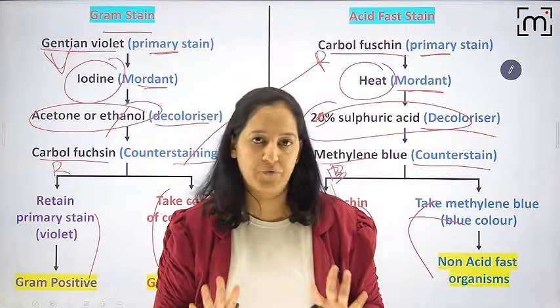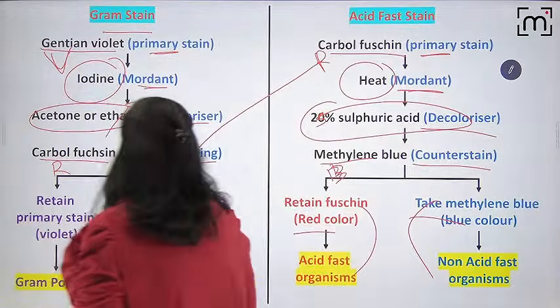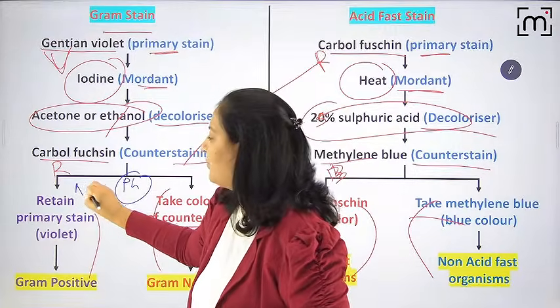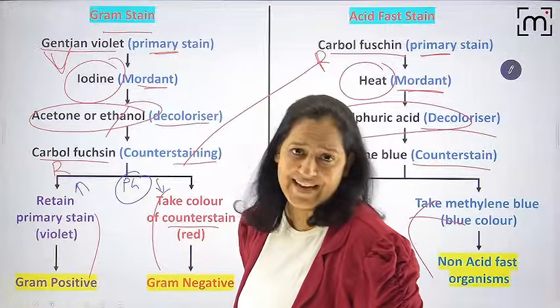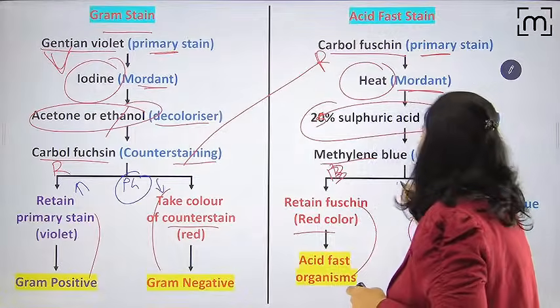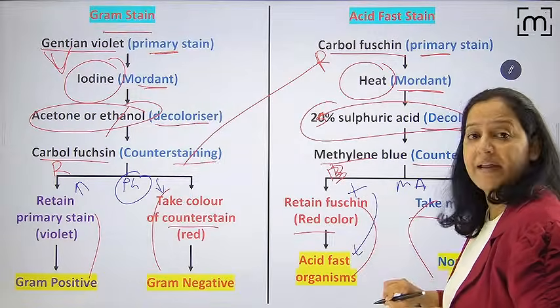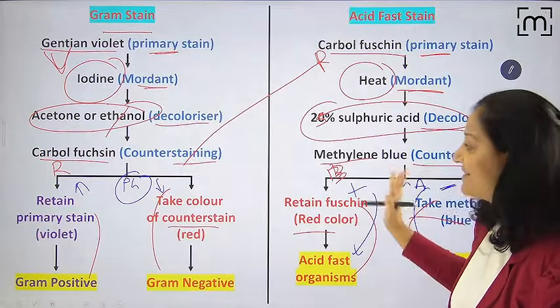I hope you got the four steps. Tell me the principle. Who will tell me the principle? Here the principle is peptidoglycan content in the cell wall. The ones who have high peptidoglycan content retain the primary. The ones who have low peptidoglycan content take the secondary. And here the principle is mycolic acid. If the mycolic acid is present, they retain the primary. If the mycolic acid is absent, they take the secondary. So that is the principle.